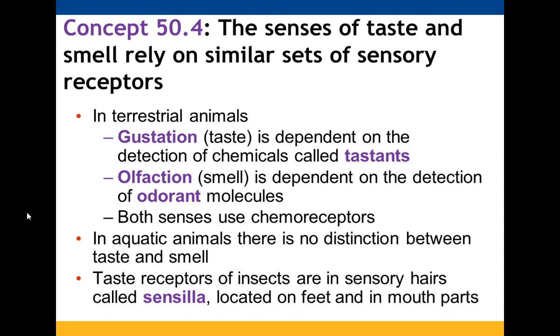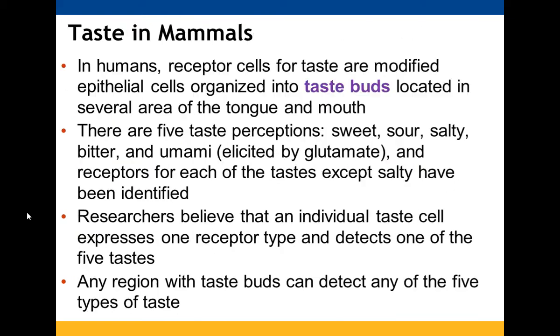Insect taste receptors are found in sensory hairs called sensilla, which are on both their feet and in their mouth. In mammals, taste receptor cells are in modified epithelial cells, aka taste buds, that are located in several places, both in your tongue and your mouth. Five taste perceptions: sweet, sour, salty, bitter, and umami, which is elicited by glutamate. Receptors for each of these, except salty, have been identified.